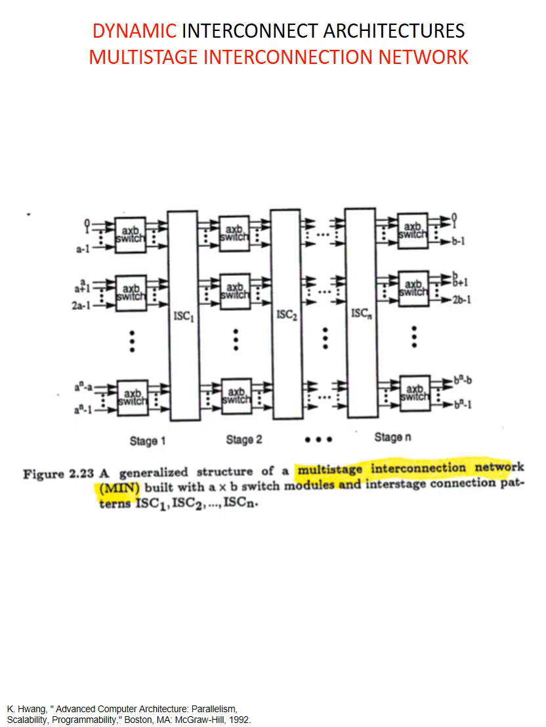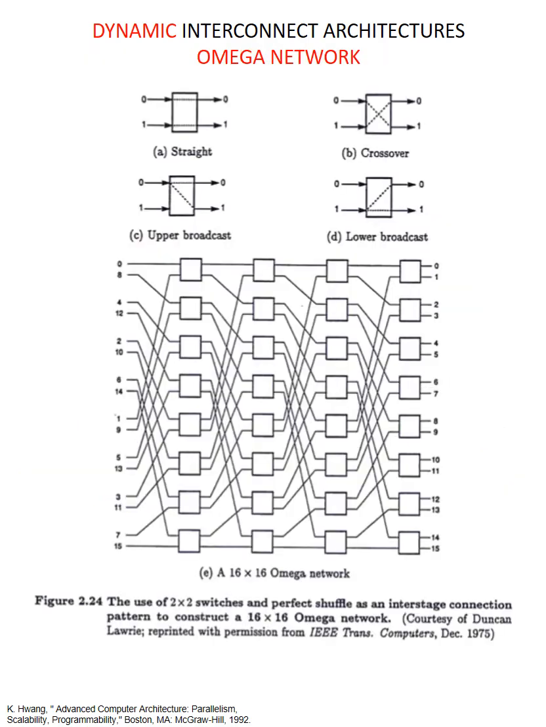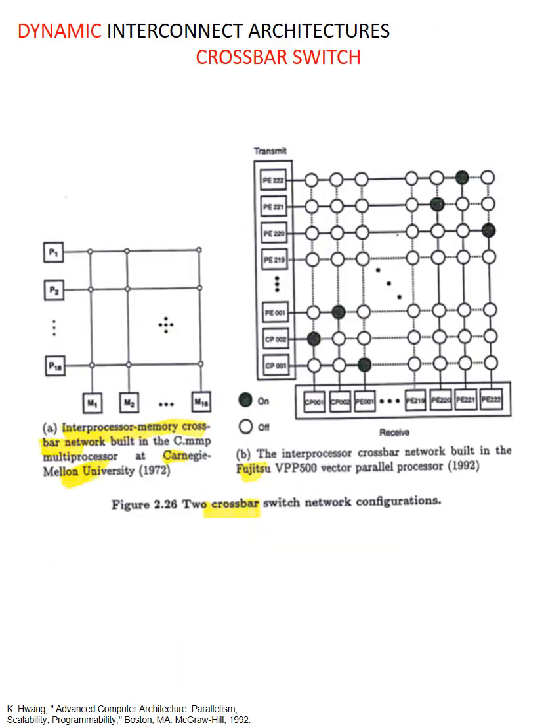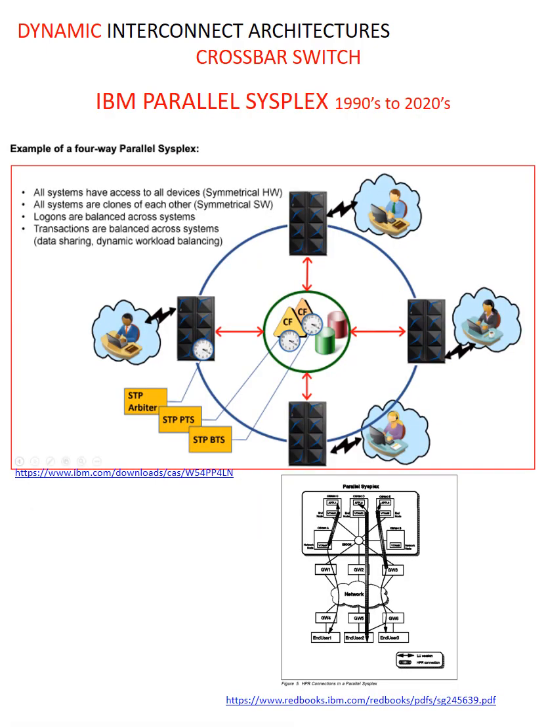Here's another interconnect architecture, multi-stage interconnection network. Another one, a mega network. Baseline network. Now the crossbar switch. So this is something that I've seen more of, and a couple above there more obscure, novel kind of research things. The crossbar switch is implemented often as in, for example, the parallel sysplex that was being developed.